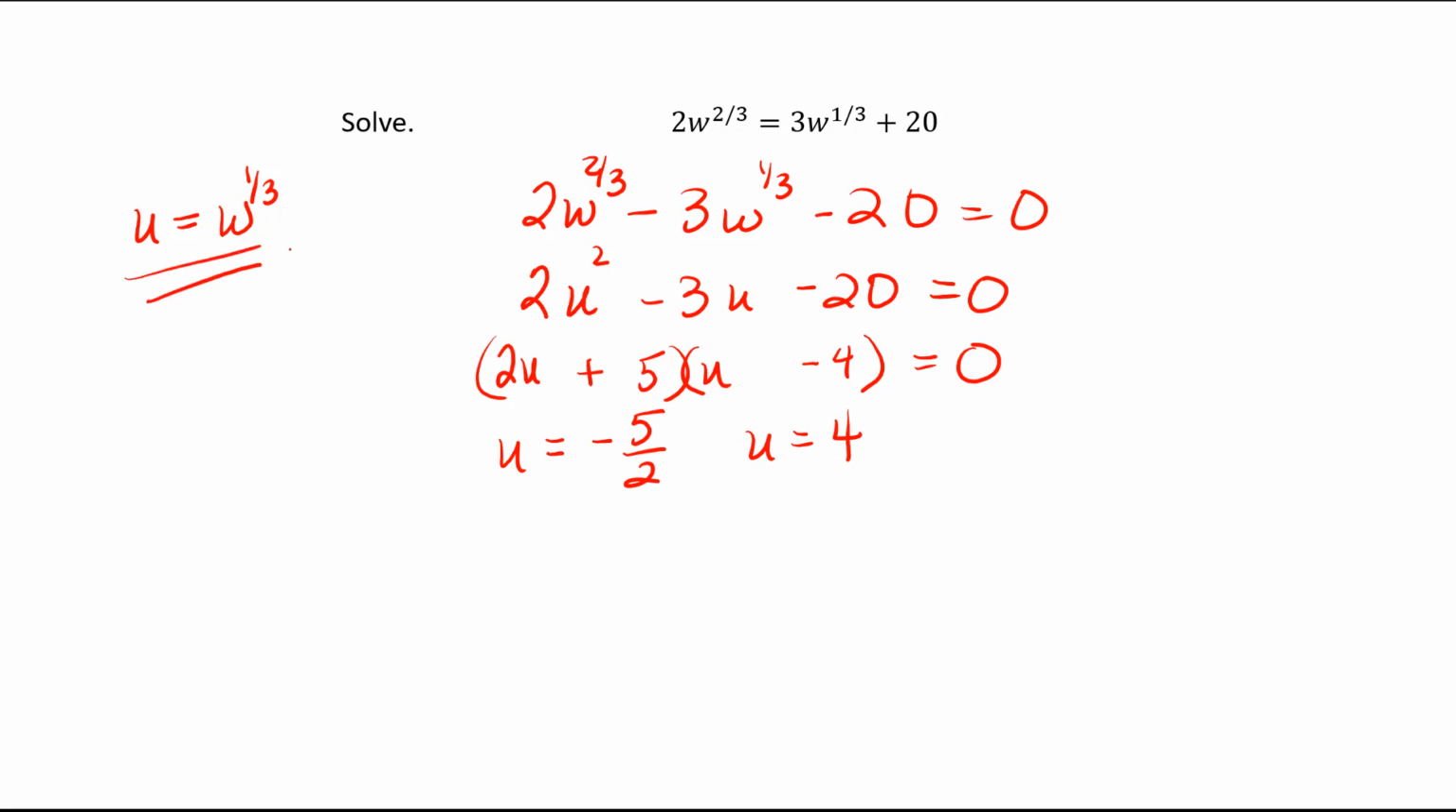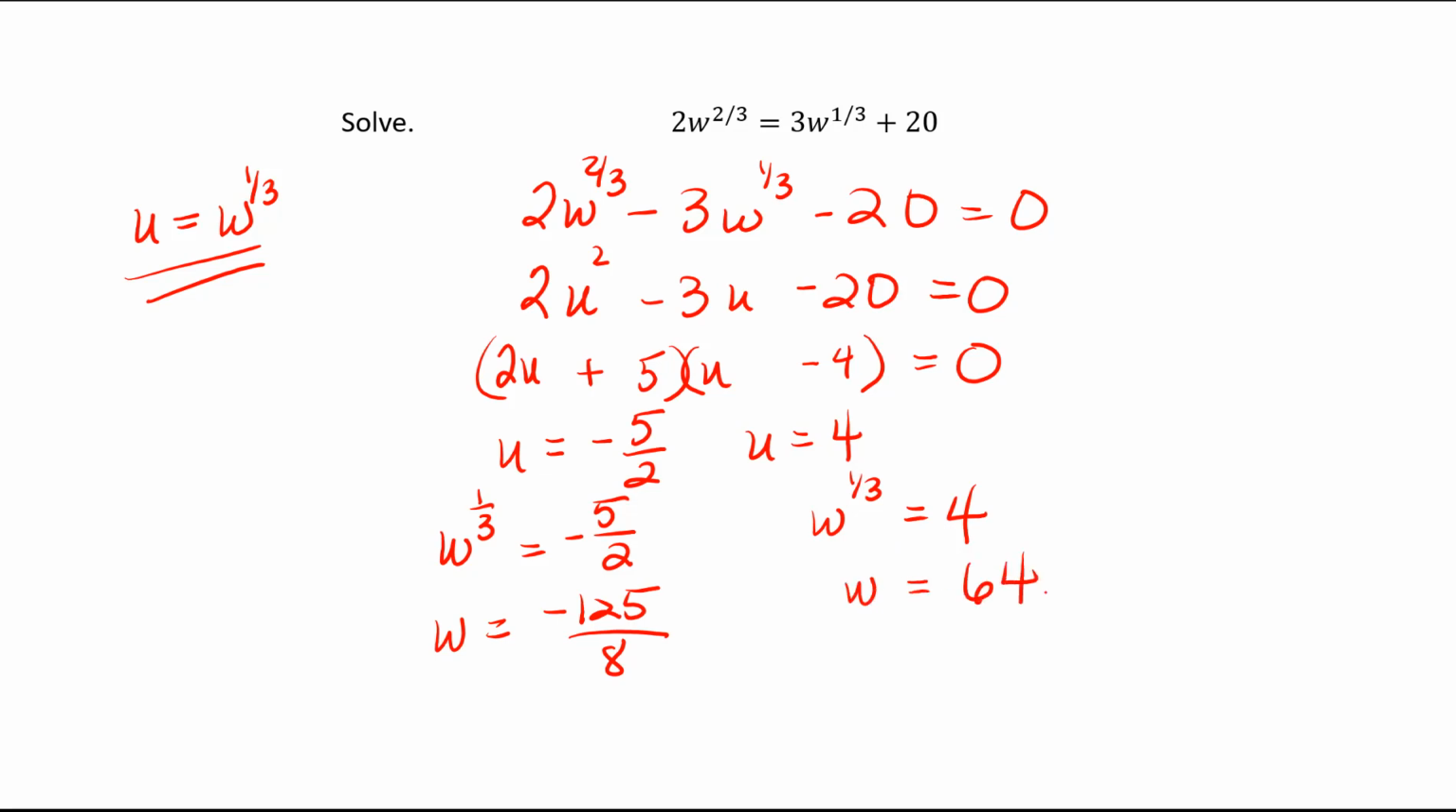Now I need to go ahead and plug that back in. I need to put w to the 1/3 wherever I see a u. So w to the 1/3 power equals negative 5 over 2, and w to the 1/3 power equals 4. I'm going to cube both sides here, so w is equal to negative 125 over 8, and then I'll cube both sides of the other equation, and I'll have w equals 64.